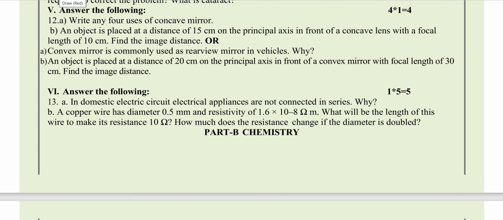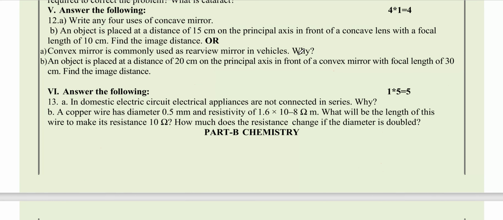Come, let me solve the next problem. Convex mirror is commonly used as rear view mirror in vehicles. Very important question. Why? Because to get erect and diminished image. That's all the answer. Because to get an erect and diminished image, small image. Diminished means small image. To get erect and diminished image.